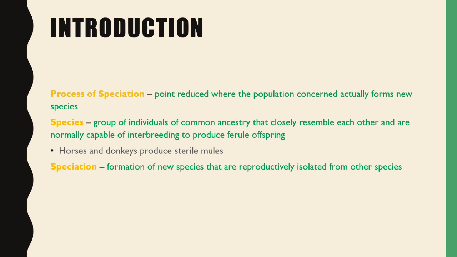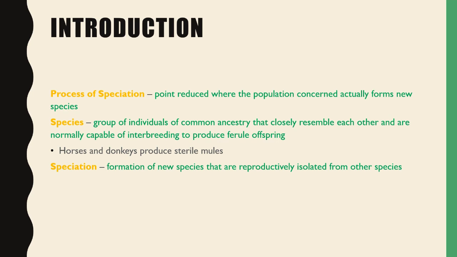So we'll first go through what the process of speciation is, and then we'll give you a definition of species and speciation. The actual process of speciation is when you reach the point where the population concerned will actually form a new species. That's what speciation essentially is. It's just whenever the population becomes so different that it will actually form a new species.